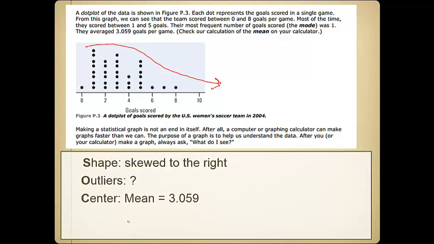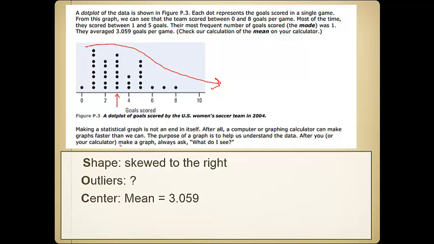Next, the center. The center of the data can just be kind of an eyeball look at where the data is centered around, which seems to be around 3 here. It can be the mode, the number that occurs the most, which is 1. It could be the mean, which is 3.059 if we add these all up and divide by 34. Another very effective measure of center is the median, which is the middle number, which I would guess would be somewhere in the 2-3 range here.